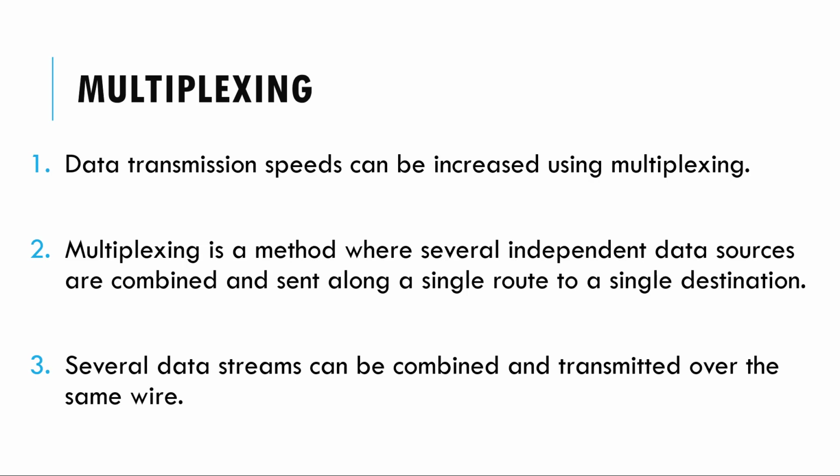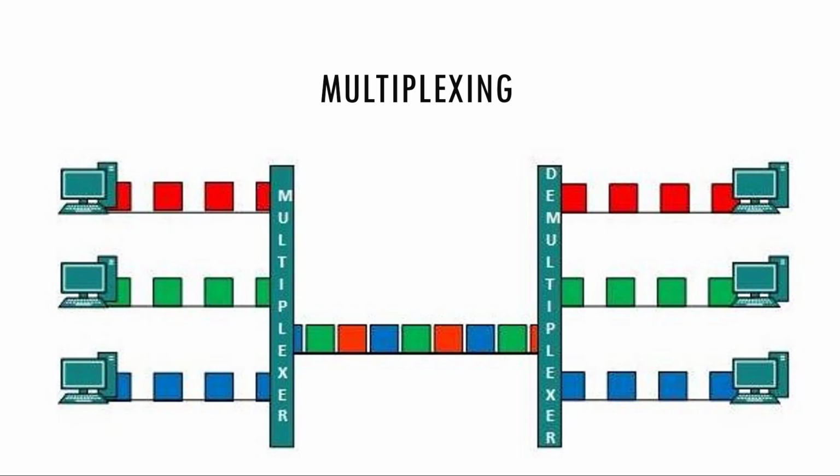So several data streams are combined on the same wire. And that saves a lot of money, doesn't it? One wire, you don't require lots. And there's a little picture for you where they all get combined and they all get extracted. So the multiplexer combines them, the demultiplexer splits them apart.